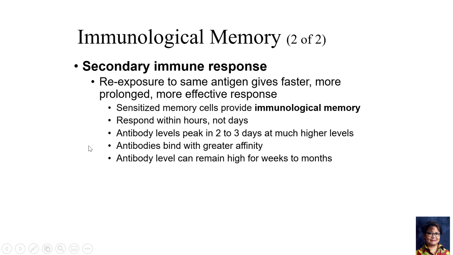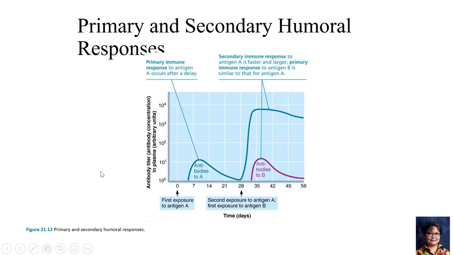However, if we have already gained the immunity, and our memory cells are just hiding in the nooks and crannies, a re-exposure to the same antigen will give a faster, more prolonged, and more effective response. This is what's called the secondary immune response. You have the memory cells that are already pre-sensitized and carry immunological memory, and they respond within hours. It doesn't take days, and therefore you don't get sick anymore. The antibody levels will peak in 2 to 3 days at a much higher level, and so you don't feel sick at all. All right.